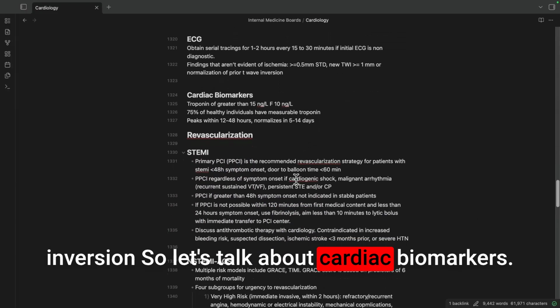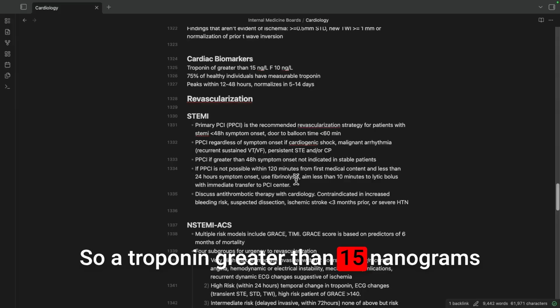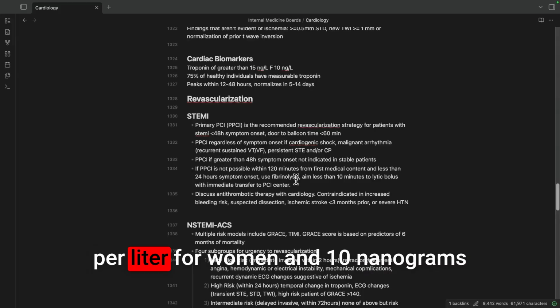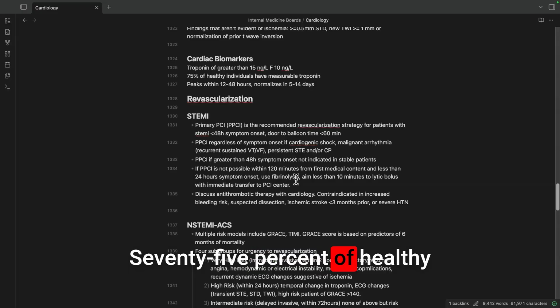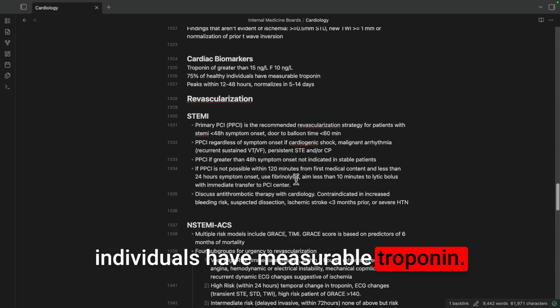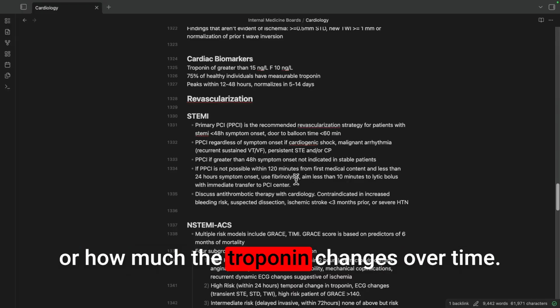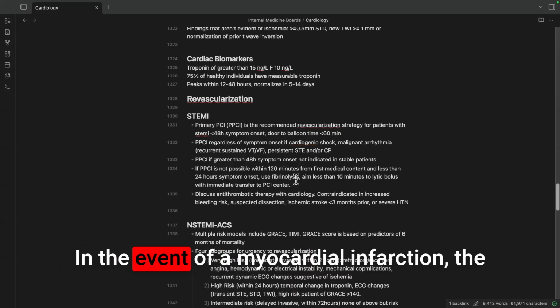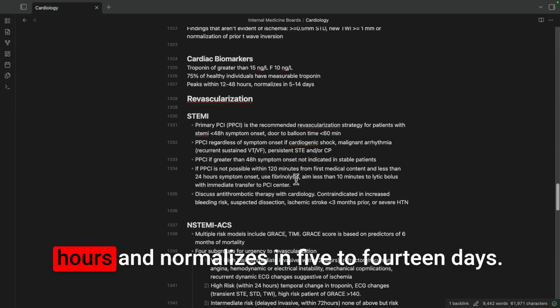So let's talk about cardiac biomarkers. A troponin greater than 15 nanograms per liter for women and 10 nanograms per liter for men is significant. 75% of healthy individuals have measurable troponin. The important thing to measure is the delta, or how much the troponin changes over time. In the event of a myocardial infarction, the troponin will peak within 12 to 48 hours and normalize in 5 to 14 days.